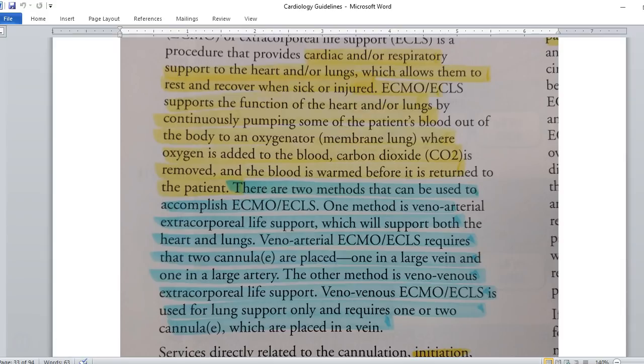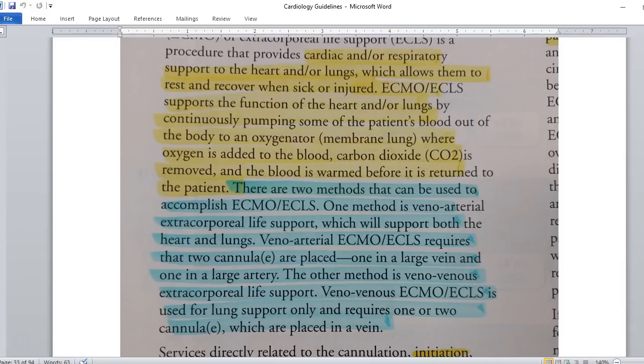There are two methods that can be used to accomplish ECMO and ECLS. One method is veno-arterial extracorporeal life support, which supports both the heart and lungs. Okay. Veno-arterial ECMO ECLS requires two cannulas that are placed, one in a large vein and one in a large artery. Usually one's in the arm or upper chest and one is in the leg or upper thigh. But again, those can change also based on the age of the patient. Babies are going to be much different than adults.